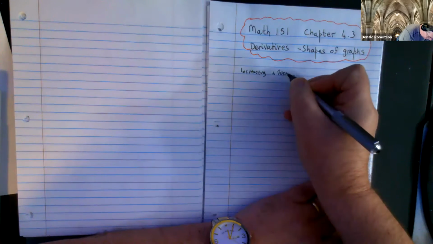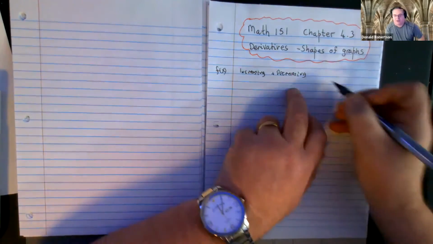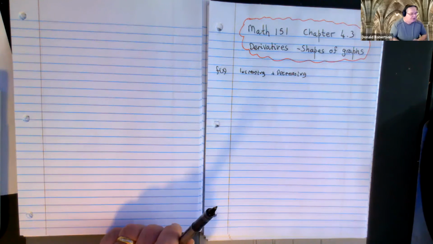So what we're going to look at is increasing and decreasing. Let's do that first. So we've got a function f of x, and we want to know the values of x where it's increasing and decreasing. How do we actually find the intervals where it's happening? It's quite a lot of work.